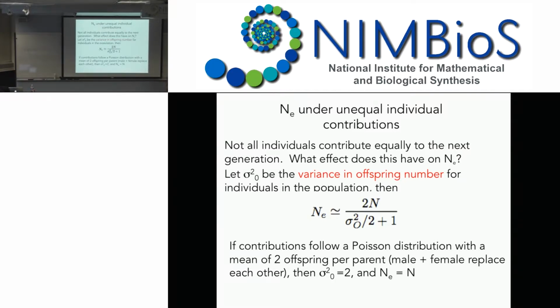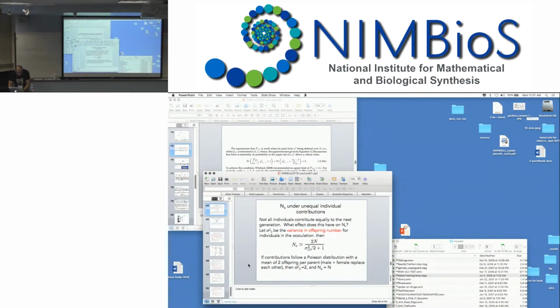So variance in number of offspring, which you expect to happen, population bottlenecks, which you expect to happen, and unequal sex ratios, which you expect to happen, are all situations where you basically shrink the effective population size, and shrink it very dramatically, relative to what you might expect from the census size.